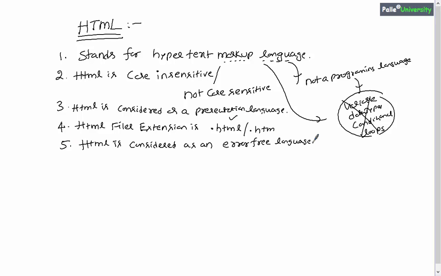HTML is considered as an error-free language. What does that mean? It means that though you are committing mistakes while writing the HTML code, it will never give you any kind of errors, and hence it is simple to understand. That is the reason why many people think that it is easy to understand HTML. In fact, this assumption is correct only. It is very easy to understand HTML.